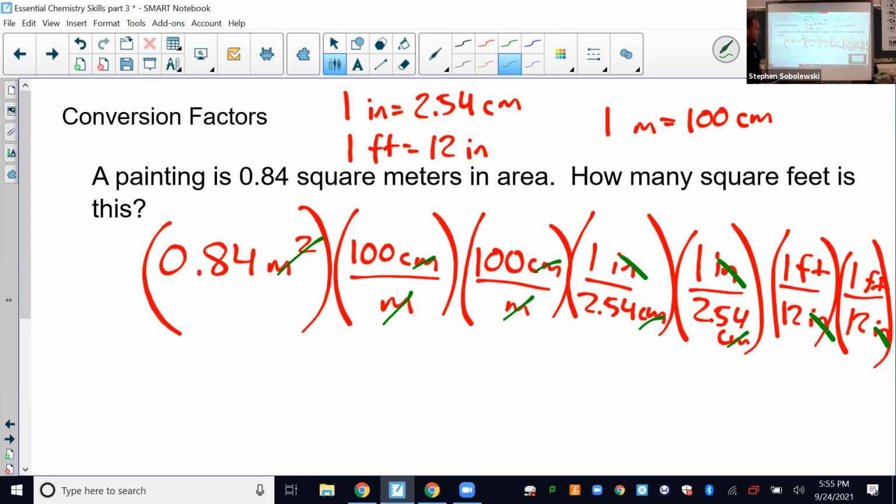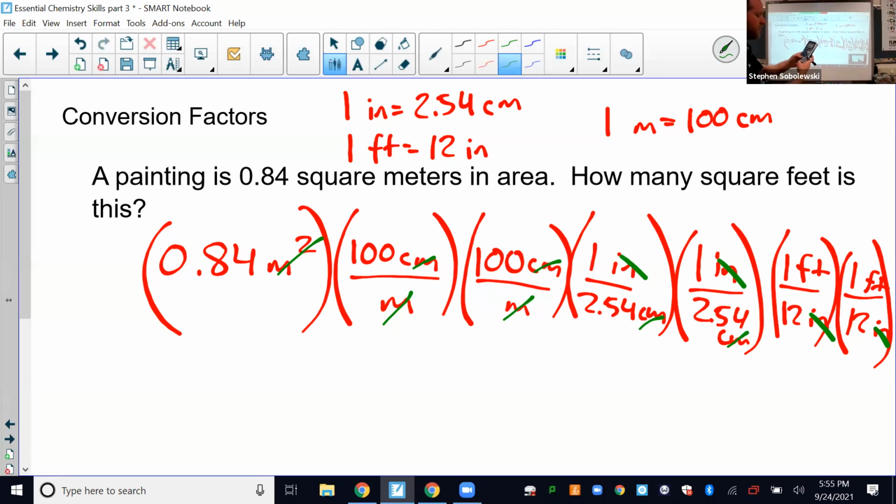Everything is canceled except for the thing I want, which is square feet. Now notice I have numerator units and I have denominator units. I really encourage you, do not try to plug all 6 or 7 of these in all at once. You're likely to make a mistake and your calculator might mess up in terms of PEMDAS. I definitely suggest you go one at a time like this.